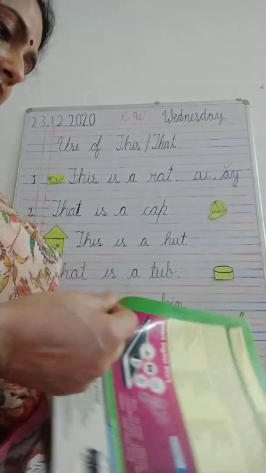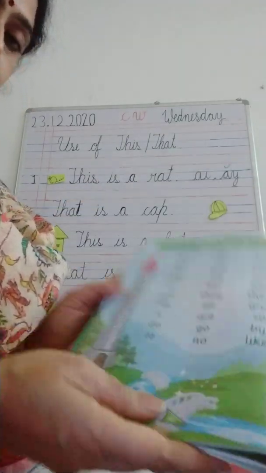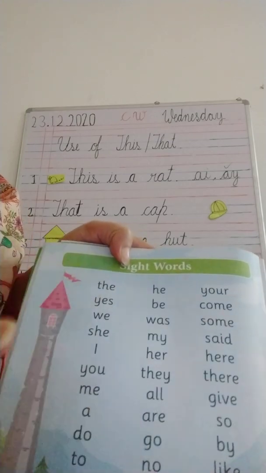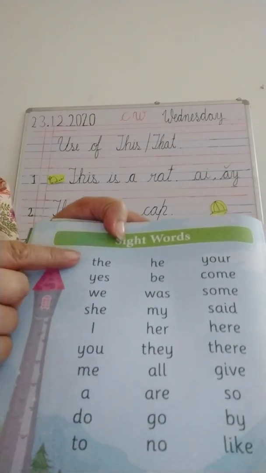So page number 45 and page number 62. Okay, so these two pages you are going to read. Now we all know how to read. Read it one more time with me.